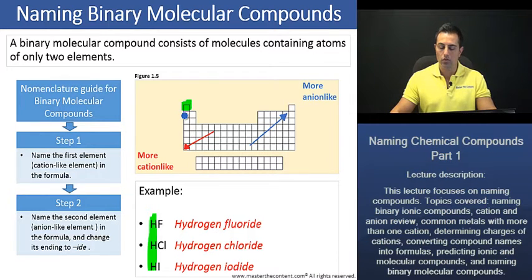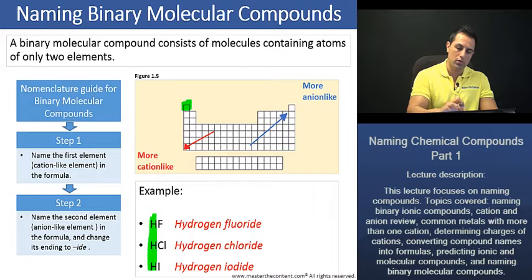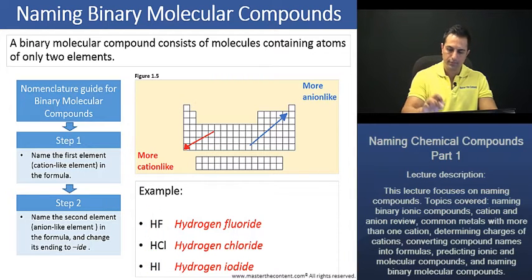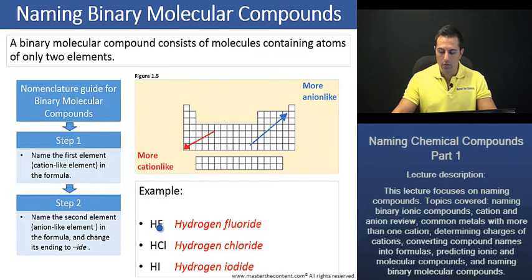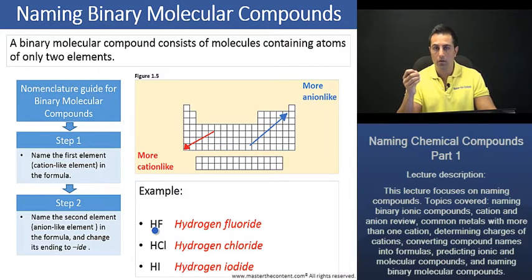Now, one other thing that we should also take note of here is that when naming binary molecular compounds, they're not always going to be in a 1-to-1 ratio, as we see here. Actually, they're going to be found in various proportions. And to really specify the number of atoms within the binary molecular compound, we use numerical Greek prefixes. Let's take a look at that now on the next slide.